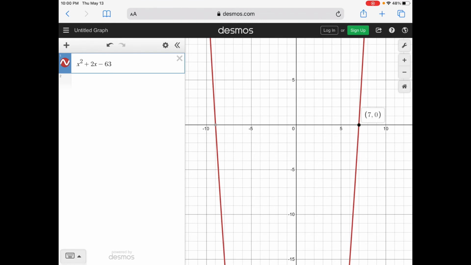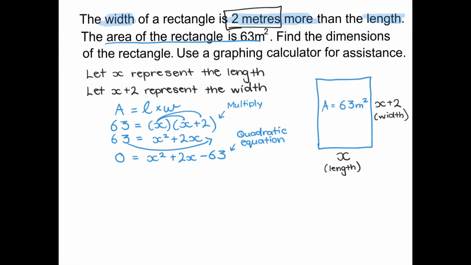So now that we have our x-intercepts, let's get back to our question. Now that we've found our x-intercepts, let's write that down. One of them was x is equal to -9, and the other x-intercept was x is equal to positive 7. Now, does it make sense to have a side length as -9? Absolutely not. So we're not going to use that. Instead, we are going to use x is equal to 7 as one of our side lengths. So remember, length from our equation was equal to x. So let's write that down, and x happens to be 7 meters. So that is our length.